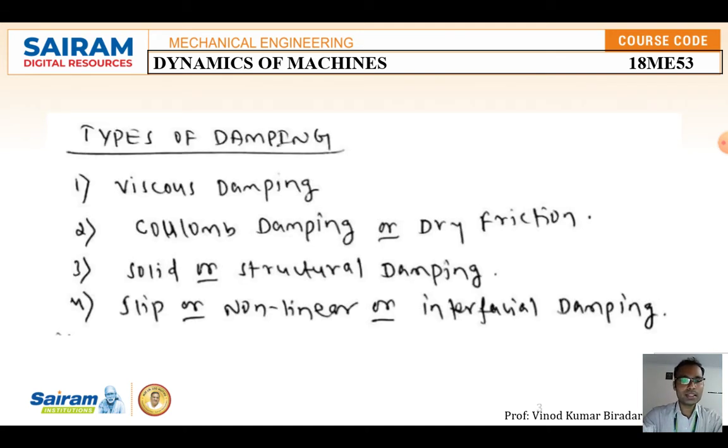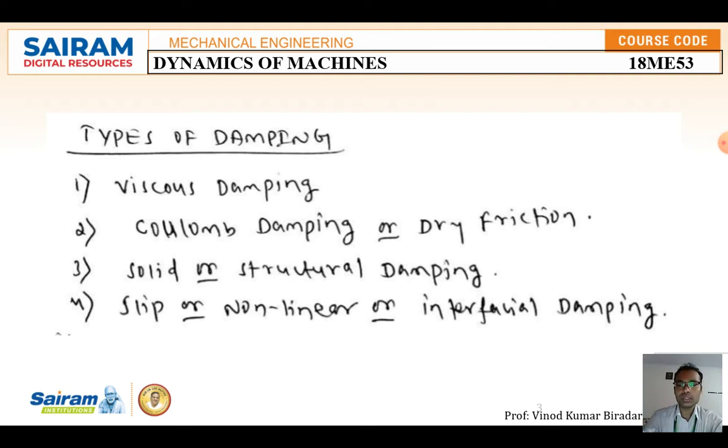Now, there will be different types of damping. That is viscous damping, Coulomb damping, which is also called dry friction, and the third one is solid or structural damping, or slip, or non-linear, or interfacial damping. If the energy loss takes place in a liquid medium, it is called viscous damping. Coulomb damping is where there are two surfaces rubbing each other, and the loss of energy is called Coulomb damping. Solid and structural damping is in the molecular material, where it takes the damping. Slip and nonlinear means intermolecular energy loss takes place. Okay, these are the four different types of damping.